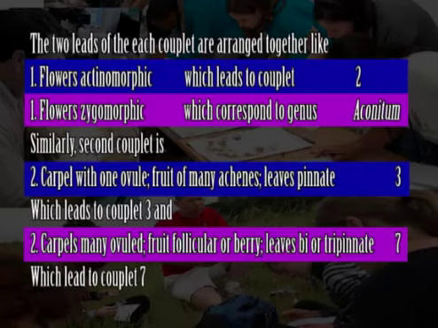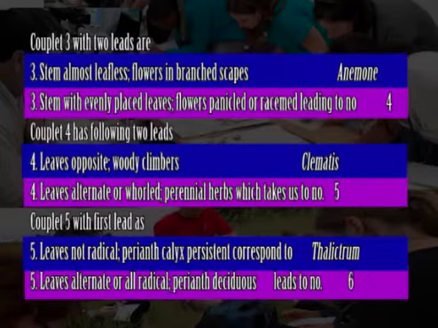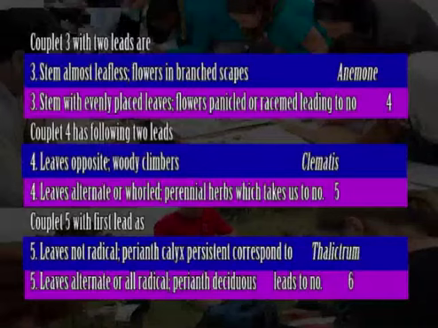Similarly, the second couplet is carpels with one ovule, fruit of many achenes, leaves pinnate, which refers us to couplet 3. And carpels many-ovuled, fruit follicular or berry, leaves bi- or tripinnate, which leads to couplet 7. Couplet 3 with two leads are stem almost leafless, flowers in branched scapes. These signify the characters of Anemone. Stem with evenly placed leaves, flowers panicled or racemed, leading to couplet number 4.